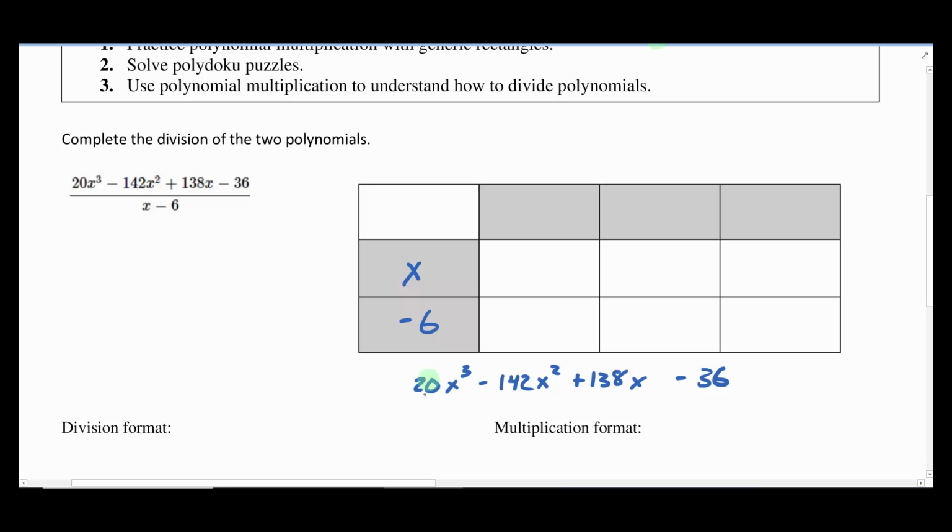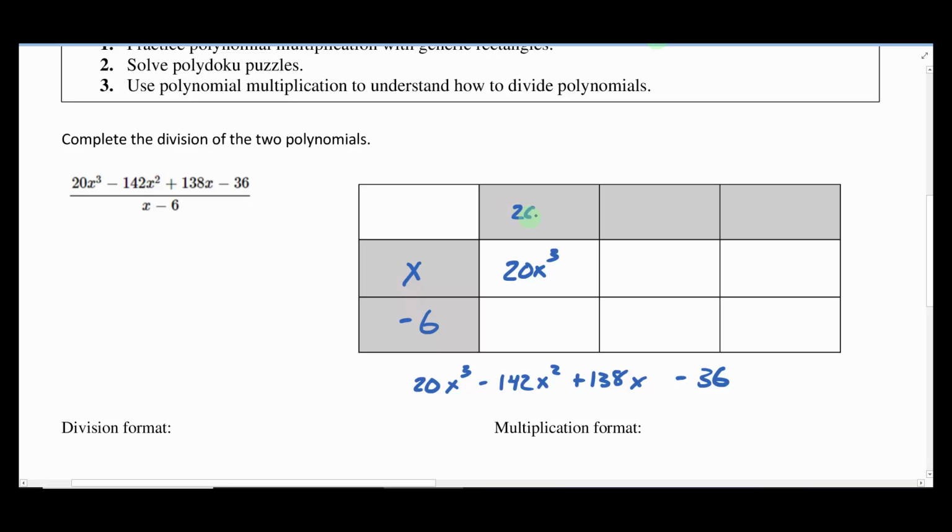We're going to start with this 20x to the third. That is always going to go in this first box. So when you write this top polynomial down, the 20x to the third goes in that first corner, the upper left-hand corner. And then we got to think, x times whatever goes in this box has to get me 20x cubed.